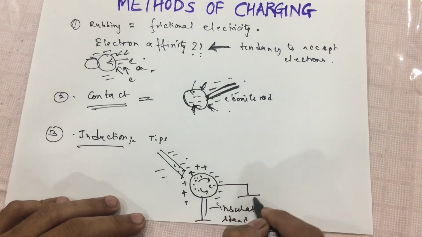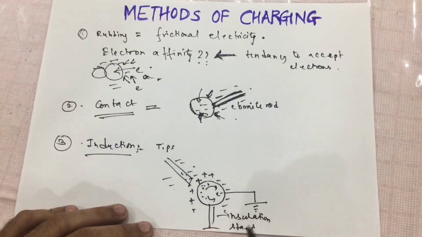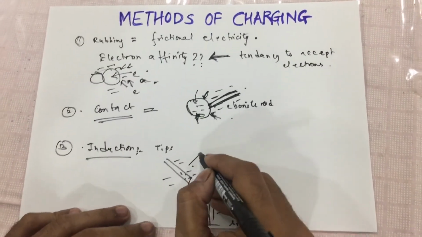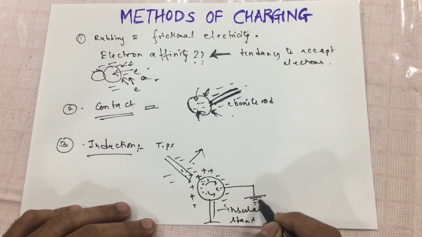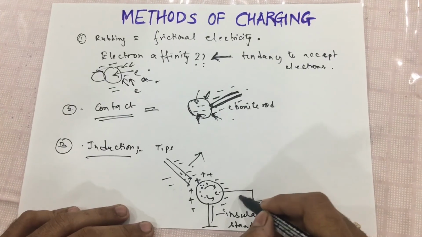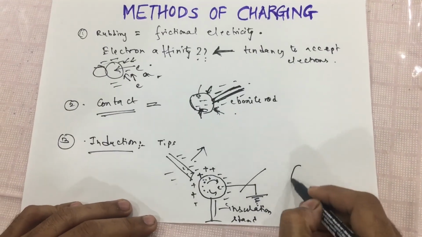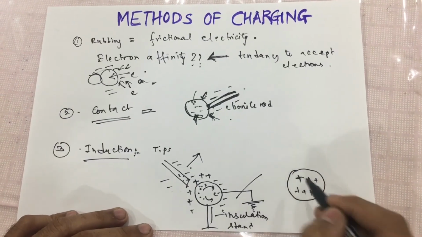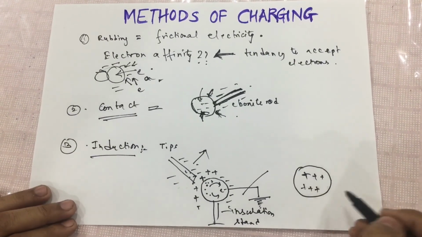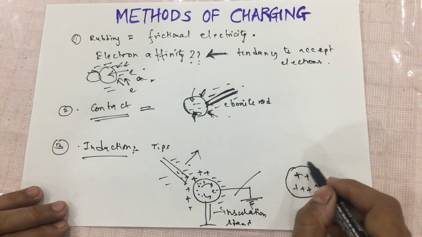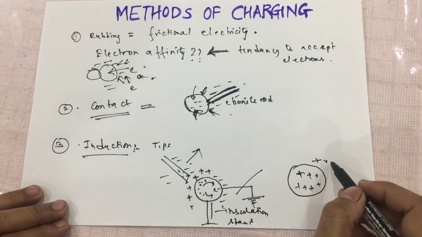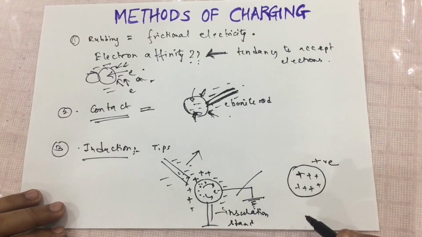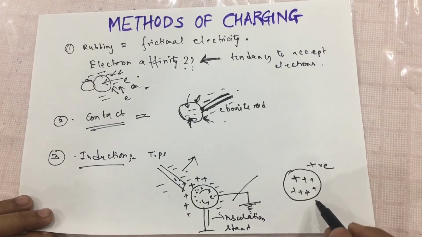Now when you earth it, this entire negative charge goes to the earth. If simultaneously the ebonite rod is moved away and the earth connection is removed, we'll get an entire positive charge. So this method of developing a charge, a positive charge or a negative charge, whatever it is, is called charging by the method of induction.